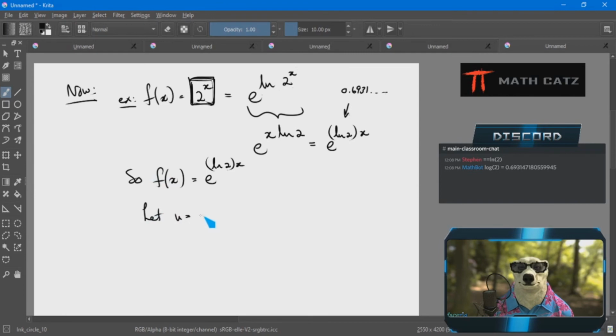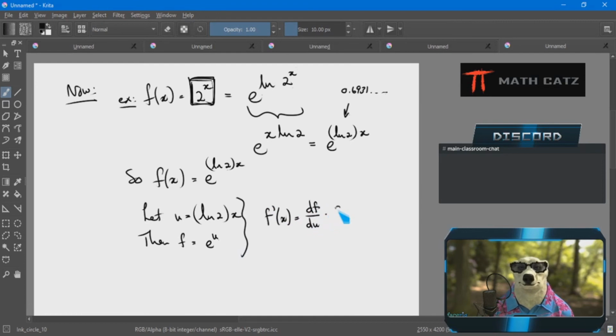Let's call it U. When things are a little bit uncomfortable for me, I always have that to fall back on. Then f is going to be e to the u, right? So this then says the derivative of f is going to be the derivative of f with respect to u, times the derivative of u with respect to x. Even though I don't write this every time anymore, it doesn't mean I can't. And when things are a little weird, I always have that safety net.